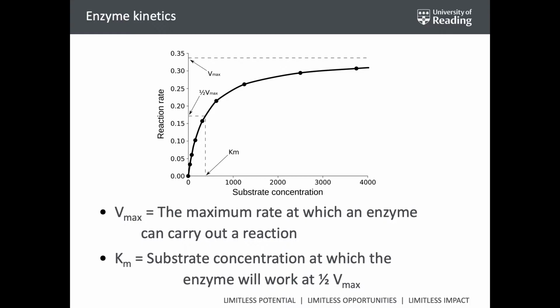This allows you to define a number of parameters for the reaction. Two of them are key concepts that you need to understand in order to understand how we target enzymes as drug targets. This is Vmax, which is the maximum rate at which an enzyme reaction can occur at the highest substrate concentration, and the Km, the substrate concentration at which the enzyme will work at half Vmax. And these can be defined experimentally in vitro.